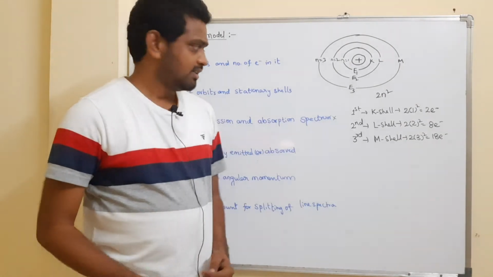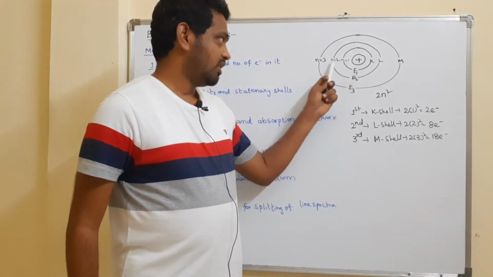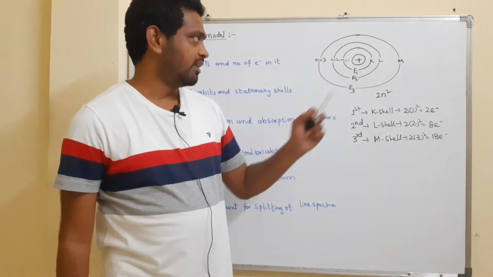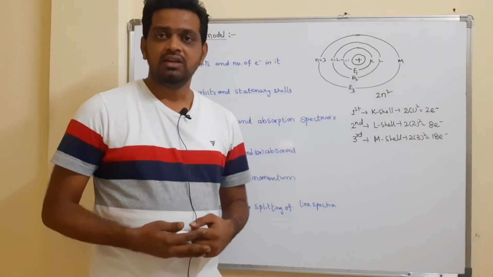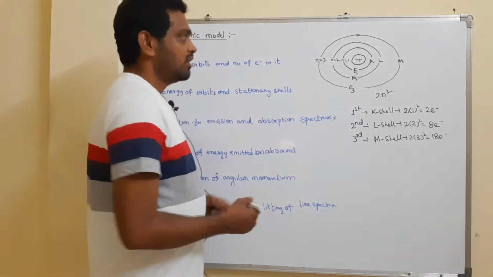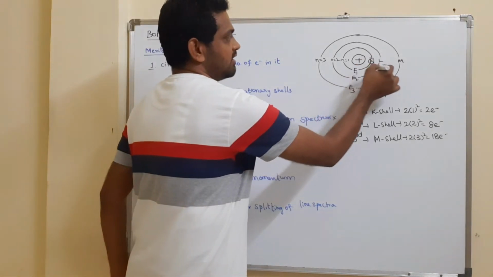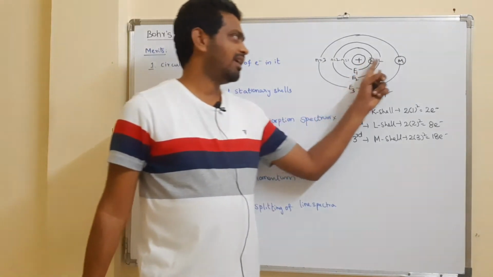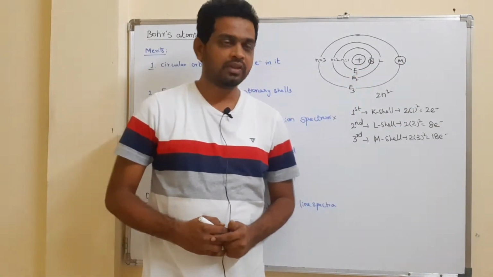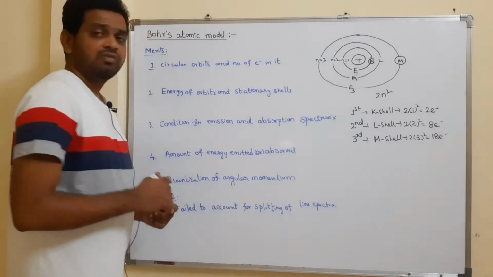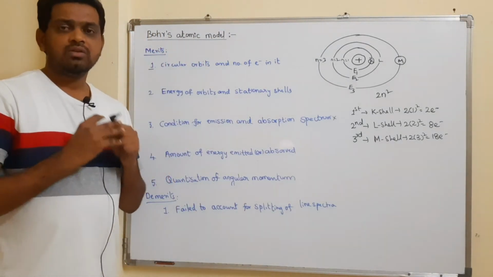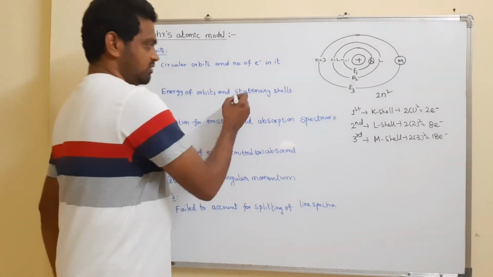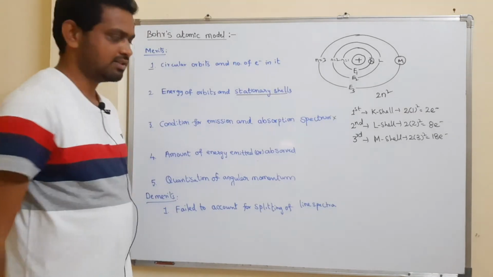And the next point is, as the small n value increases, the energy of the main shell and the radius of the shell increase. So the capital K shell has the least energy level and the capital M shell has the maximum energy level among K, L, M respectively. When the electrons are revolving around the nucleus, they do not radiate energy. Hence we call those main energy levels stationary shells.